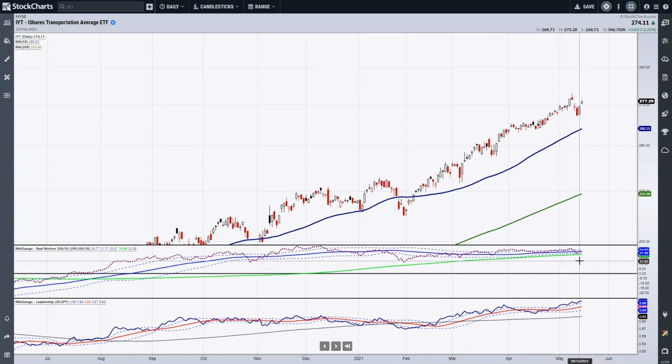What is decent here is although the momentum has come off, at least it has come back to over the 50-day moving average. And the leadership here, you can see, is still very, very strong. So you really need to keep your eyes on this transportation sector. And let's hope, if you want to be a bull here, that we see that gap getting filled.